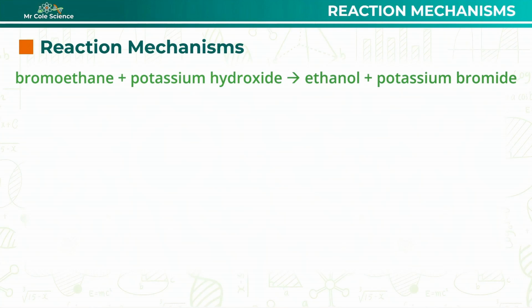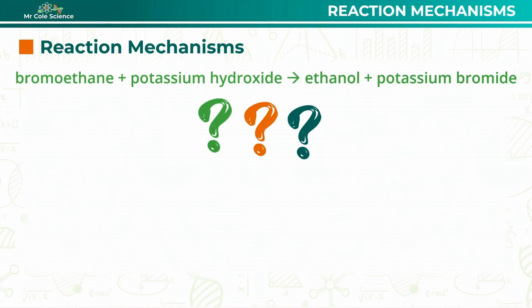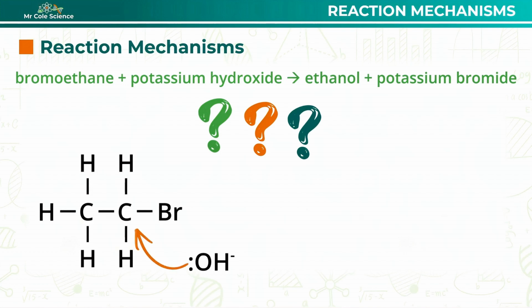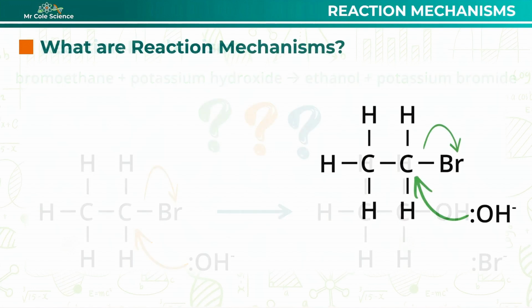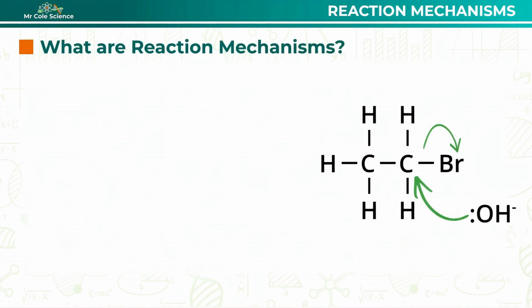Chemical equations are widely used to show what chemicals react to form particular products, but they don't show how this happens. Reaction mechanisms fill that gap by using curly arrows to show how reactions happen step by step. And in this video, we're going to learn exactly what reaction mechanisms are and how to use curly arrows correctly when drawing them. So just what are reaction mechanisms?